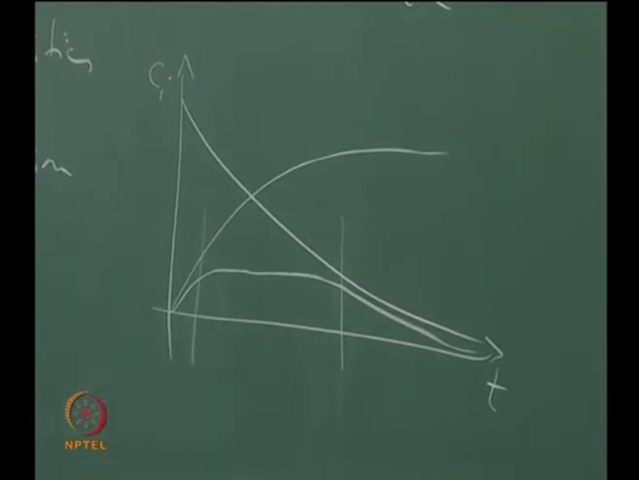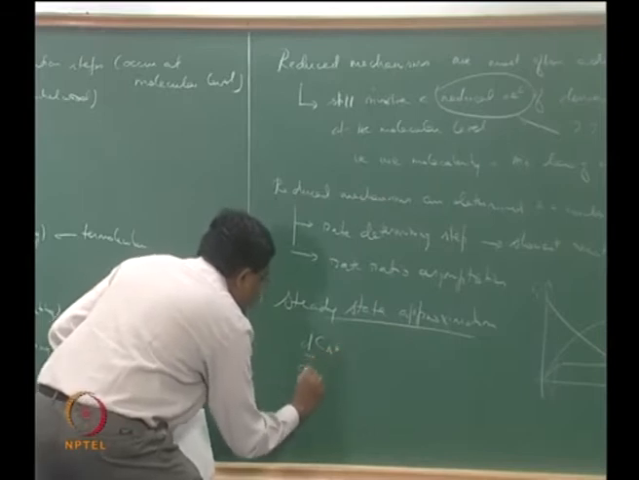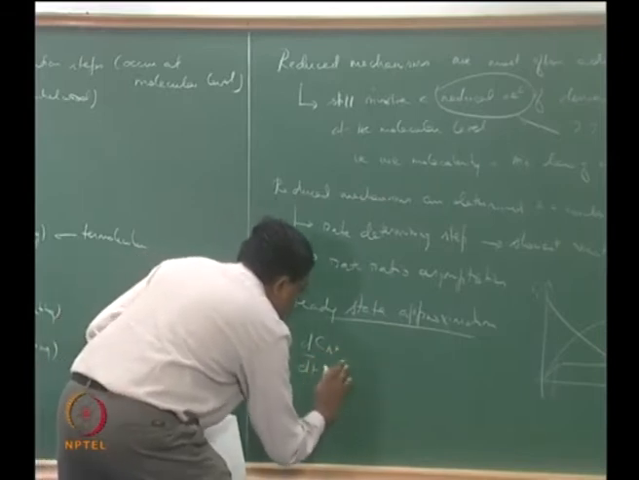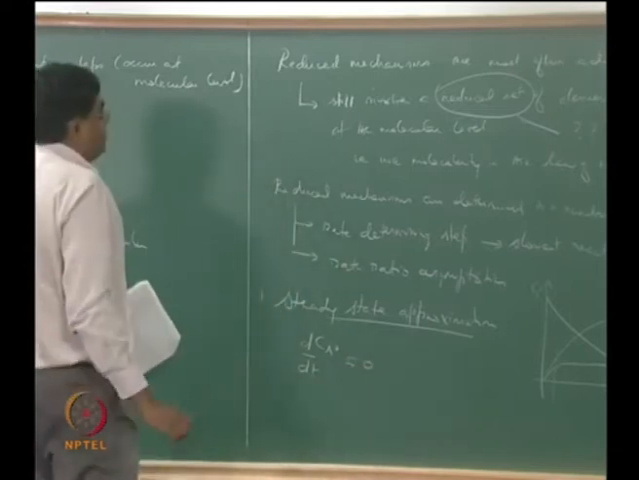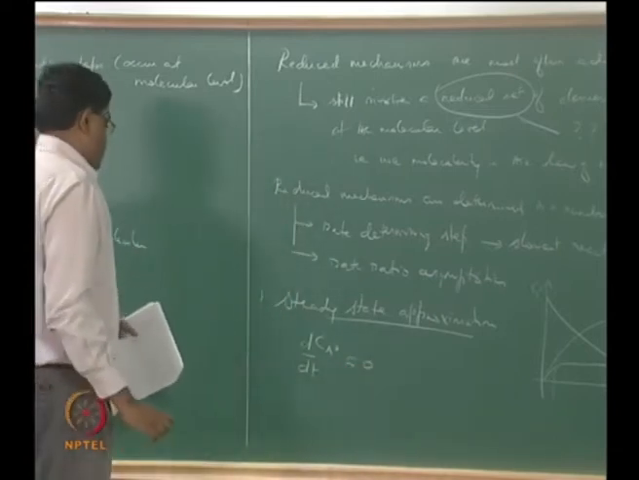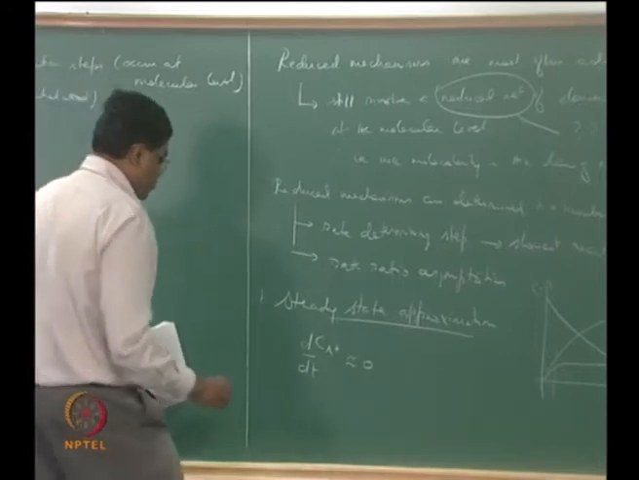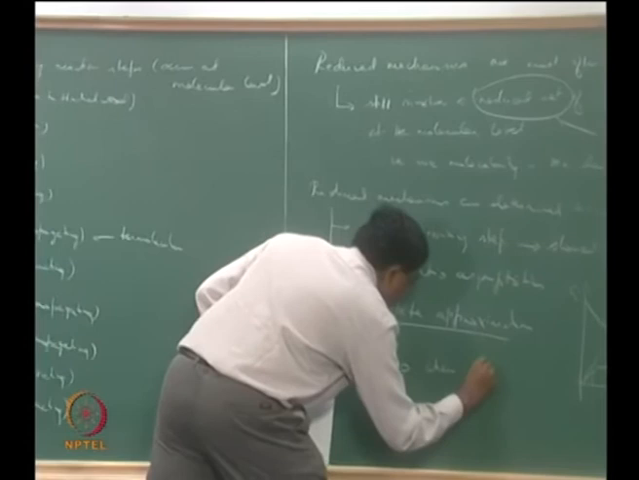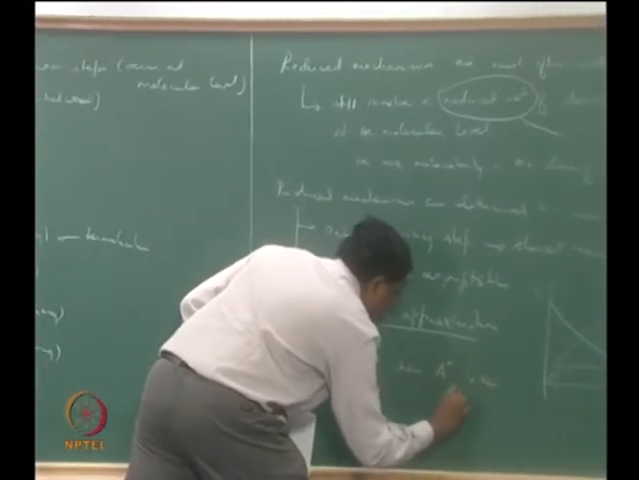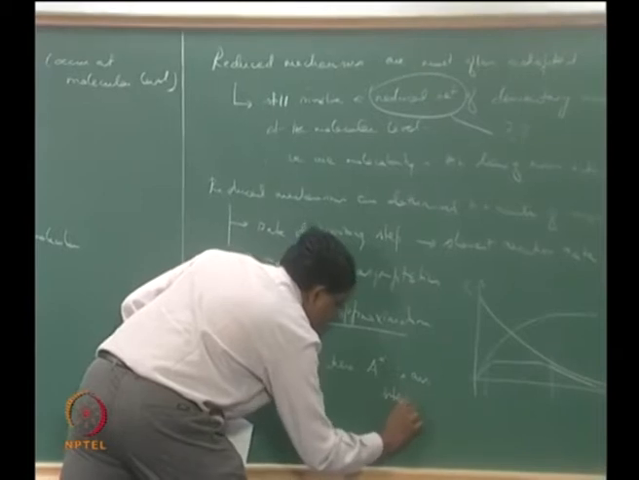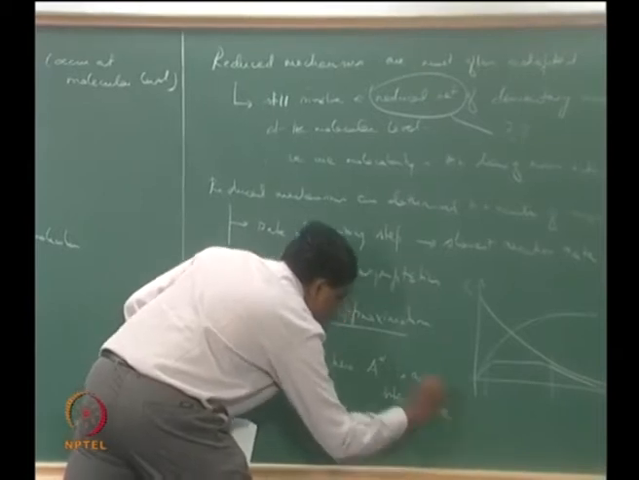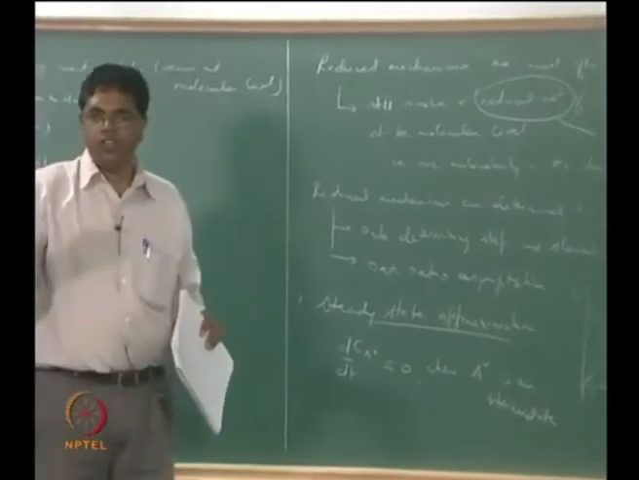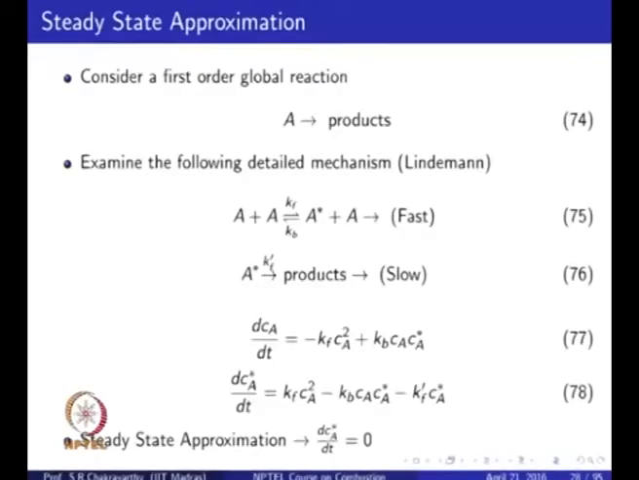and so we approximate the concentration of an intermediate: the rate of change of concentration of an intermediate with respect to time is approximately equal to 0, where A star is an intermediate. This is the essence of the steady state approximation. So what do you get out of this is what we have to see.